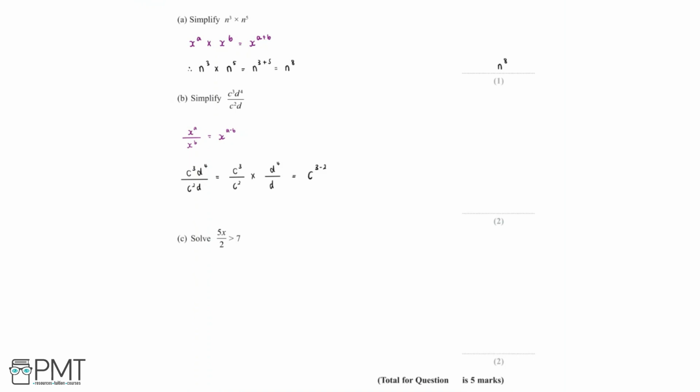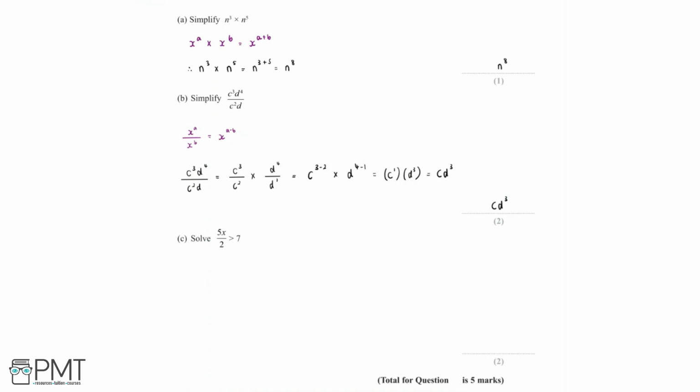Now d can be written as d to the power of 1, and so d to the power of 4 divided by d to the power of 1 would be equal to d to the power of 4 minus 1. Now simplifying this further, 3 minus 2 is equal to 1, and so c to the power of 3 minus 2 is equal to c to the power of 1. And then 4 minus 1 is equal to 3, and so d to the power of 4 minus 1 is equivalent to d to the power of 3. Now c to the power of 1 is just equal to c, and so we can say that c to the power of 1 multiplied by d cubed is equal to cd cubed.